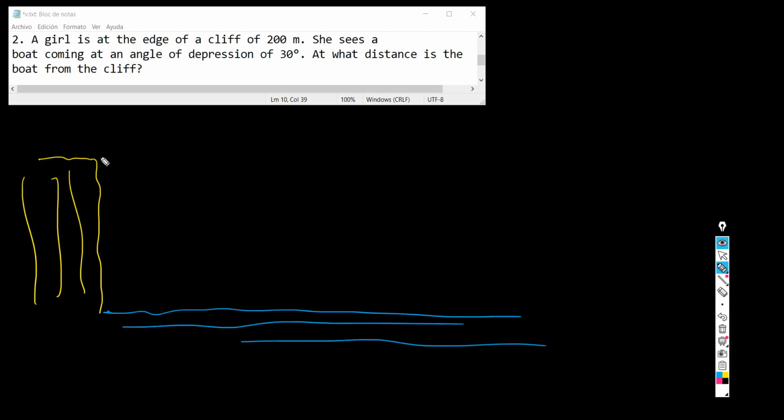Let's draw the girl. Since the girl is very tiny in comparison to the height of the cliff, her height is not that important. I'm just going to draw her as a point, okay? This is an assumption that I'm making, which is valid in this case. If the cliff were not that big, then this assumption would be wrong, okay?